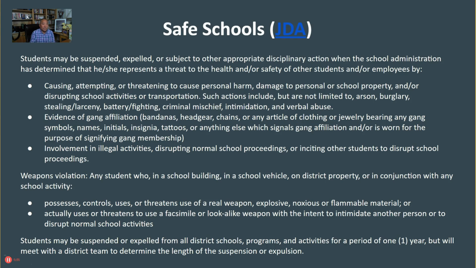There is a weapon violation. Any student in a school building, in a school vehicle or on district property, or in conjunction with any school activity, who possesses, controls, uses, or threatens use of real weapons, explosive, noxious, or flammable material, or actually uses or threatens to use a facsimile or look-alike weapon with the intent to intimidate another person or disrupt normal school activities. Students may be suspended or expelled from all district schools, programs, or activities for a period of 1 year, but will meet with a district team to determine the length of the suspension.